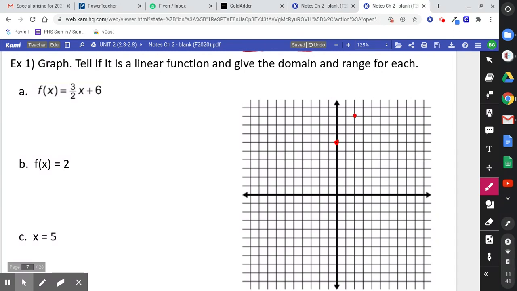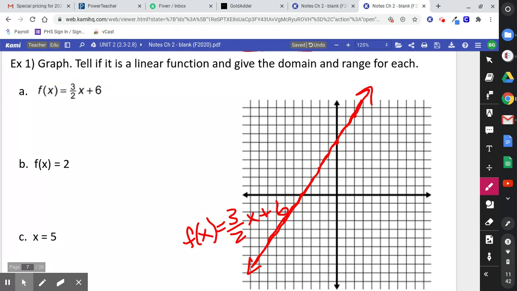2 points is probably enough. I know if you're like me, you're programmed to want more. We can reverse the pattern, and we can do more points. Down 3 and left 2, down 3 and left 2. You can do as many as you need there, but really 2 is probably going to be good enough. There's your first equation. That's f of x equals 3 halves x plus 6. I'm just going to label it on there because I'm going to put the other lines on the same graph.